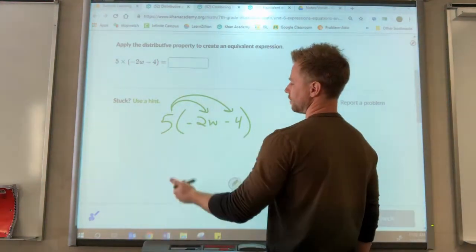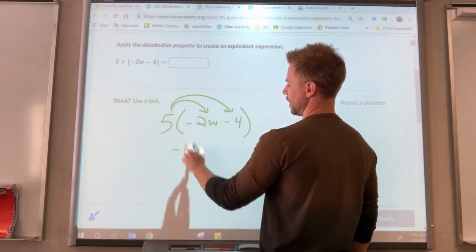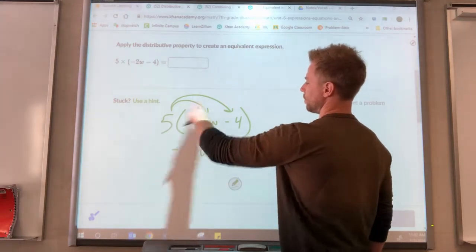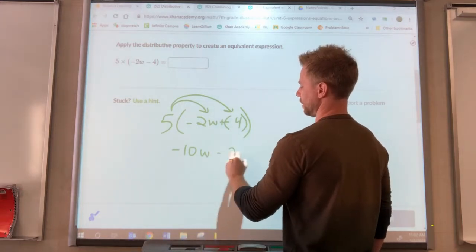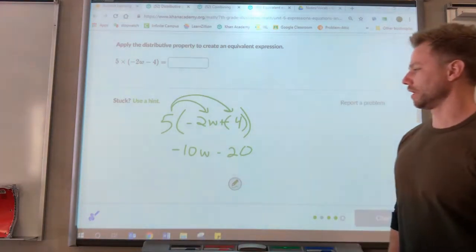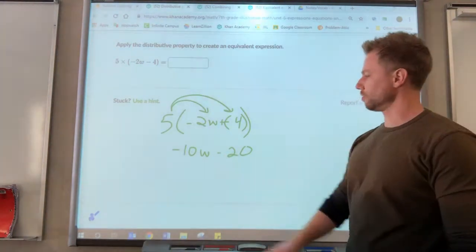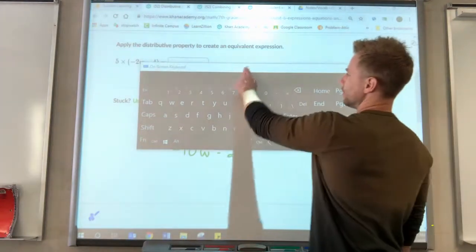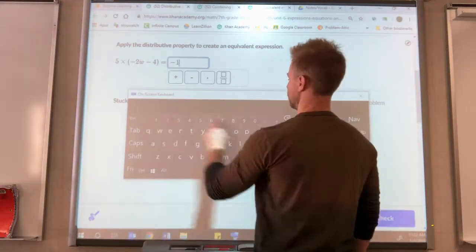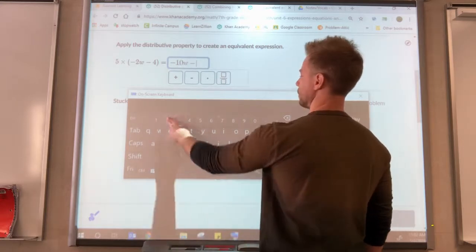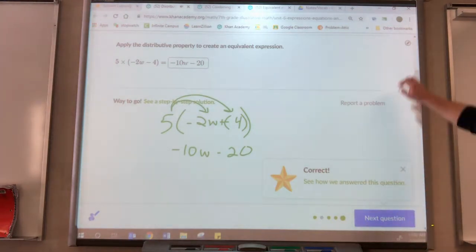So a positive 5 times a negative 2, a positive and a negative makes a negative. Negative 10, don't forget the w. 5 times a negative 4 is a negative 20. So we have negative 10w minus 20. There are not any like terms, so we can't combine any together. So that is our final answer. Negative 10w minus 20. Good.